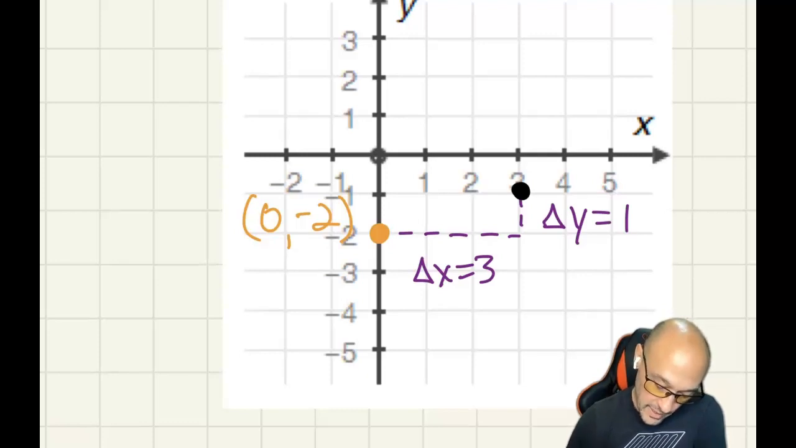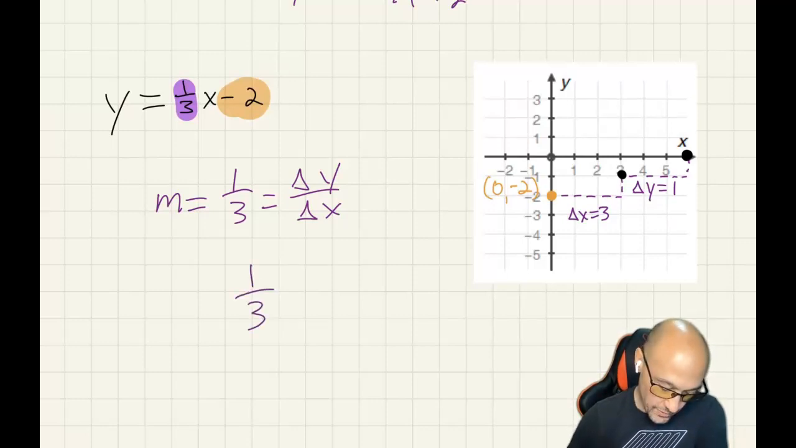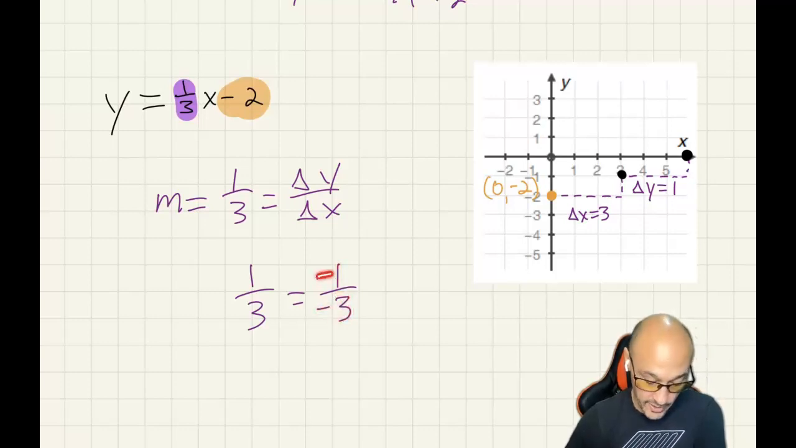And then we can follow that same pattern and go to the right 3 and up 1, and there will be another point right there. Now, one thing that's nice to think about here is that, whoops, that's not what I want. That was really big. 1/3 is equal to -1 over -3. And this says to go down 1 and to the left 3.